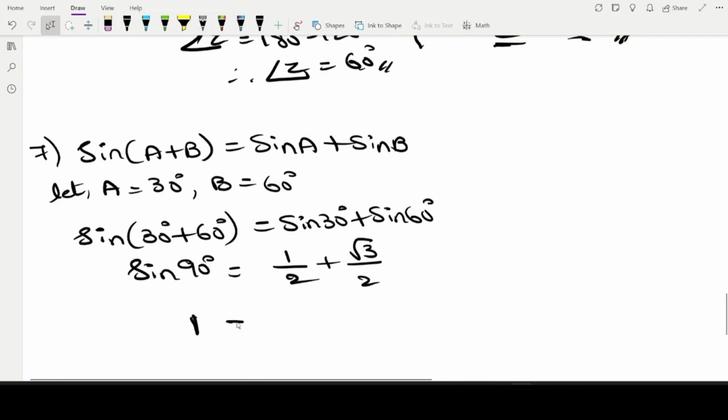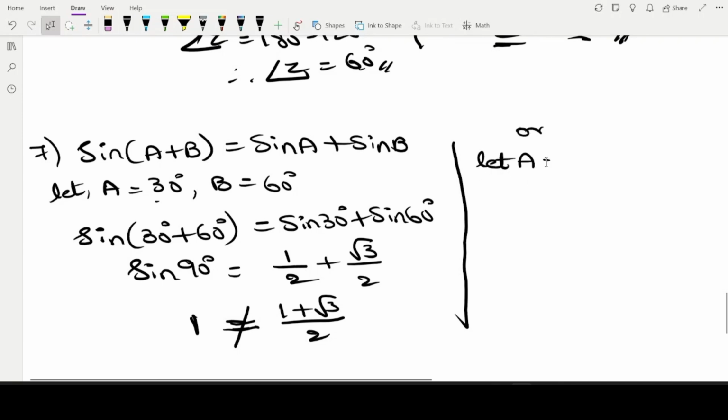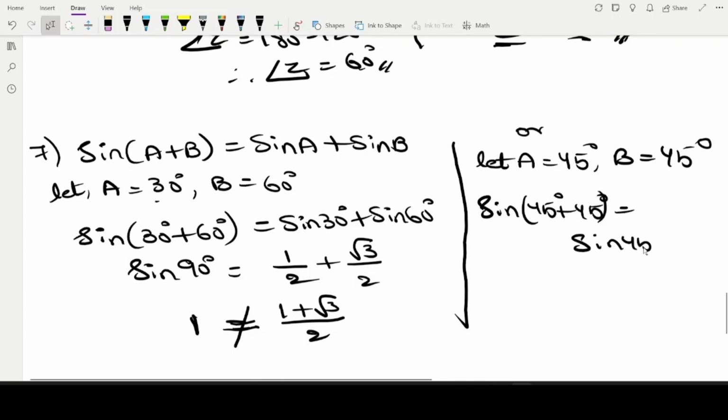The value of sine 90 degrees is 1. The denominator would be 2, so 1 plus root 3. As we can see, both the values are not equal to each other. So you can ask, why should we take only the angles 30 degrees and 60 degrees? You can use different angles. Let us assume angle A equals 45 degrees, and angle B is also 45 degrees. Now let us solve this. So sine of a plus b, 45 degrees plus 45 degrees, equals sine 45 degrees plus sine 45 degrees.